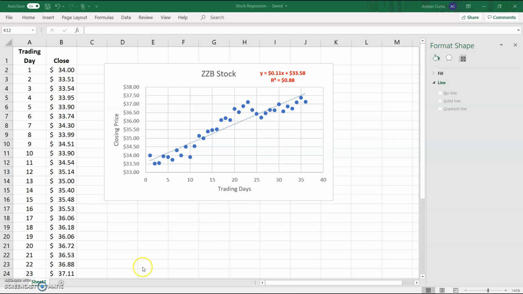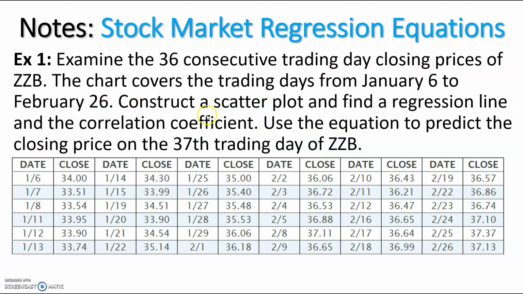Now, there was a couple of things that we were asked here in this problem. The first of which was to construct a scatter plot, which we've done, and find a regression line, which we've done, and we have not quite done this one, find the correlation coefficient. So let's jump back to Excel and let's look at how we do that.